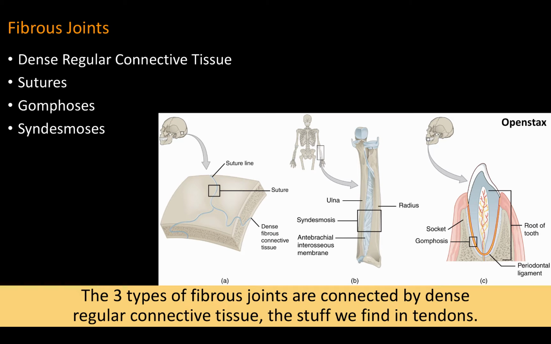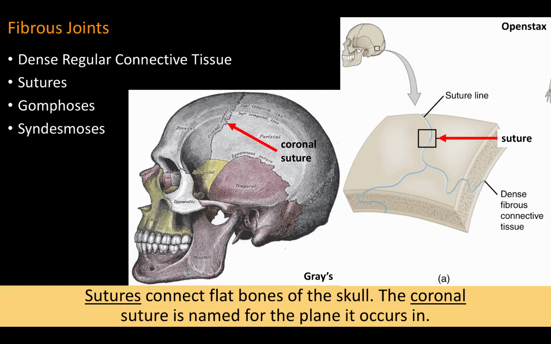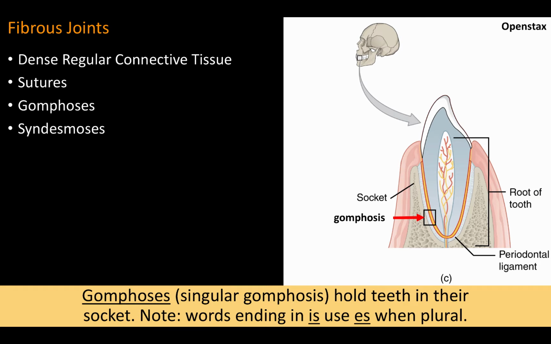The three types of fibrous joints are connected by dense regular connective tissue, the stuff we find in tendons. Sutures connect flat bones of the skull. The coronal suture is named for the plane it occurs in. Gomphoses, singular gomphosis, hold teeth in their socket. Note: words ending in is use es when plural.